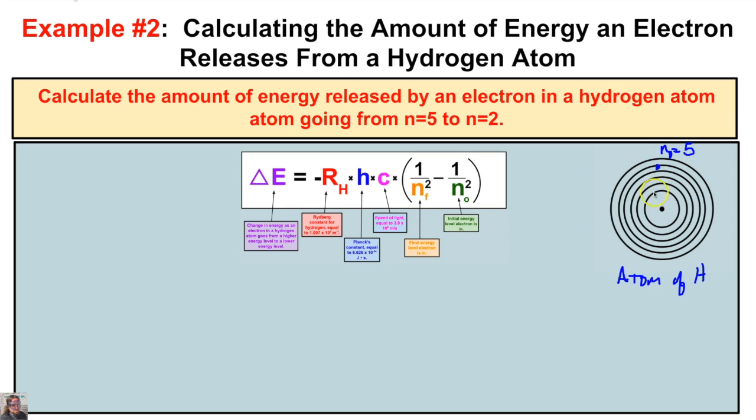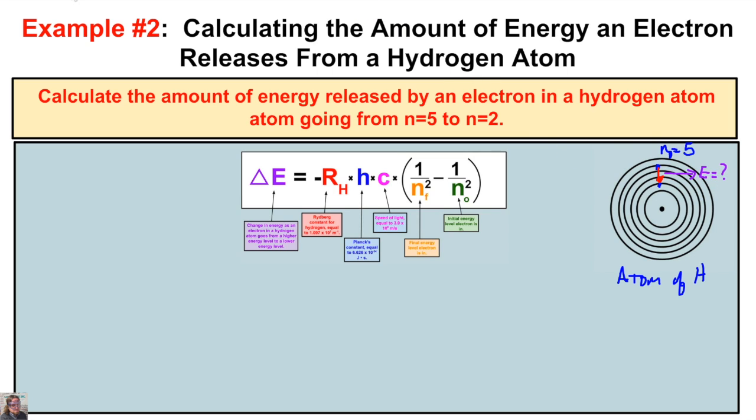And what's going to happen is that this electron here is going to release some energy, and it's going to drop down into the second principal energy level as it does so. So this electron here is going to jump down into the second principal energy level, and as it does so, it's going to end up releasing some energy, and that is what we're trying to figure out.